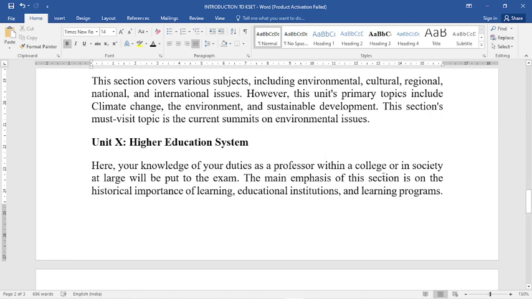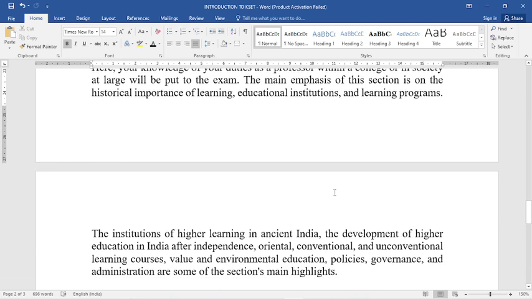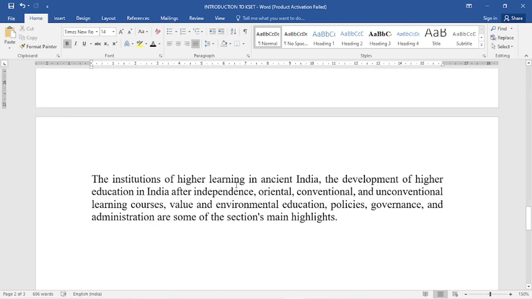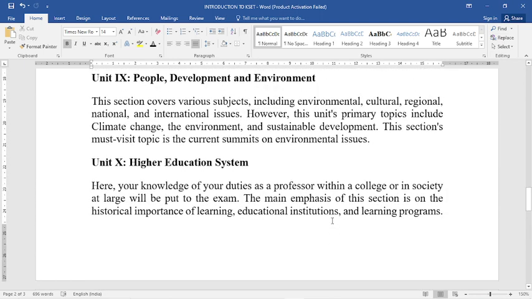The main emphasis of this section is on the historical importance of learning, educational institutions and learning programs. The institutions of higher learning in ancient India, the development of higher education in India after independence, oriental, conventional and unconventional learning courses, values and environmental education policies, governance and administration are some important sections, the main highlights of the higher education system. So it also contains 5 marks, total 10 marks.